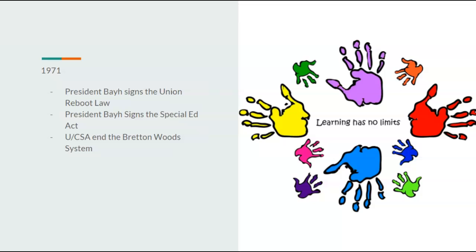1971, President Baugh would sign the Union Reboot Law, which is a complete reboot of the entire Union, and I can make a video about that later, not anytime soon, but if you want to see it, comment down below. President Baugh signs the Special Ed Act, which gives universal special education to people who need it, and the USCSA and the Bretton Woods systems, so gold standard, all that good stuff.